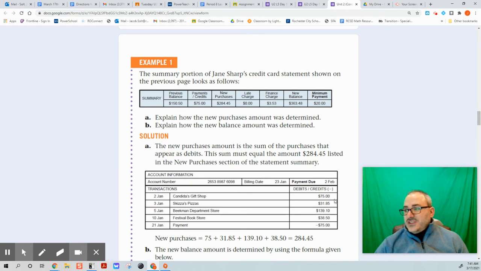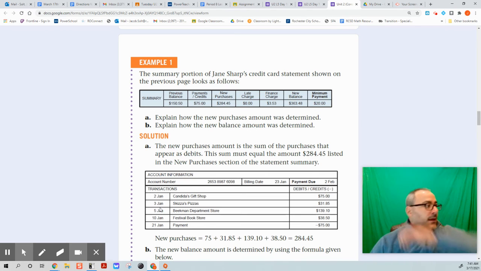The sum equals $284.45 because they added up these four things here, right? 75, $31.85, $1.85, right? They're adding up each one of these charges. They add them all up. 284. That is new purchases. New purchases is adding up all the charges made in that month. Note that new purchases does not include the payment made. That's going to get counted in payments and credits.